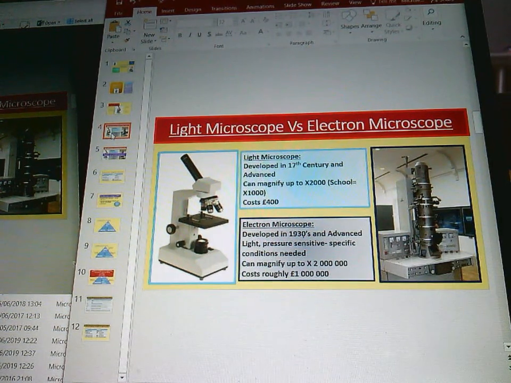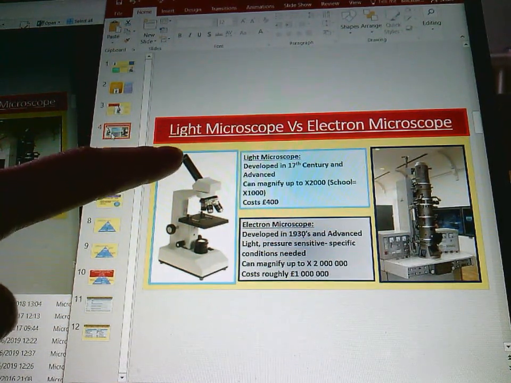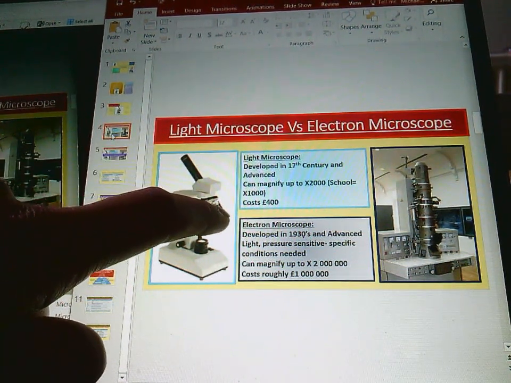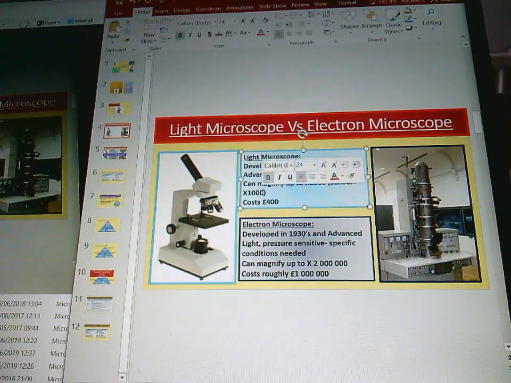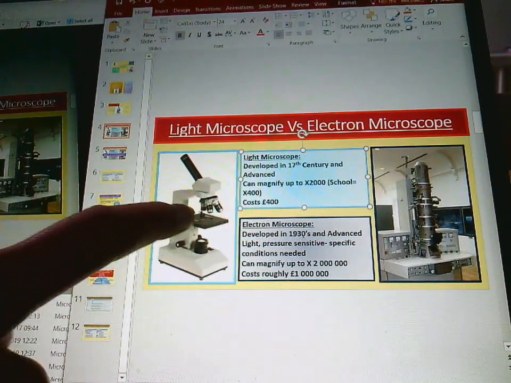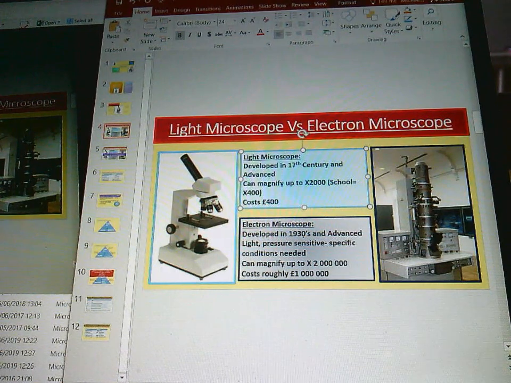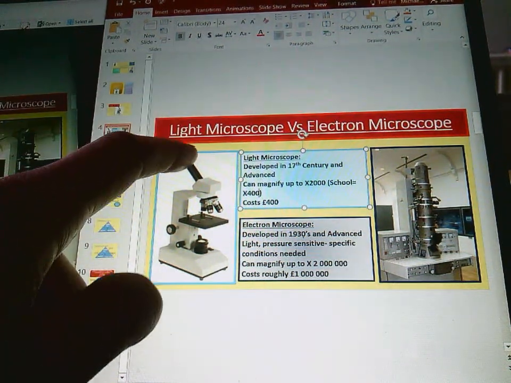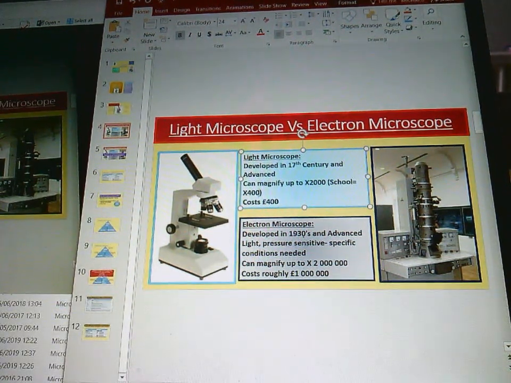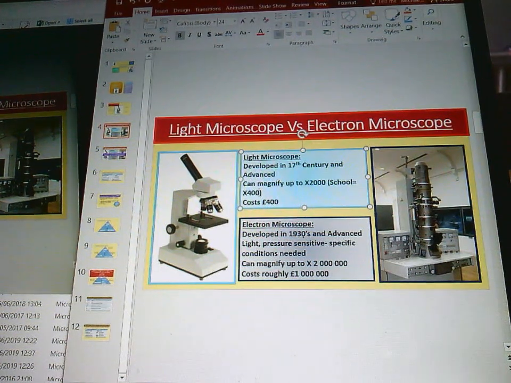So to work out the magnification, you do the eyepiece lens, which is normally times 10, times by whatever objective lens you've got. So actually that should be 400. Because in school, the eyepiece lens is always times 10, and then you have 3 lenses, times 4, times 10, and times 40. In order to work out the total magnification, you do the times 10 times by whatever objective lens you use, so the maximum would be times 400. The maximum a light microscope can zoom in is times 2,000, okay, and it costs about £400, as we said before. An electron microscope, however, can magnify like 2 million times.